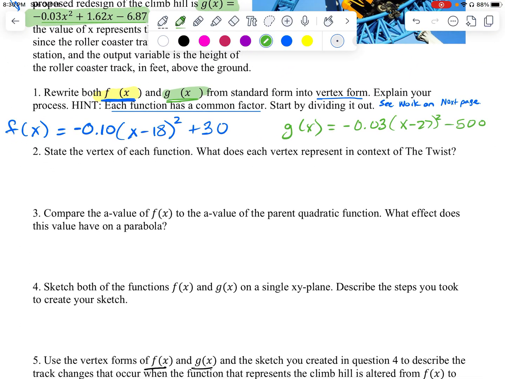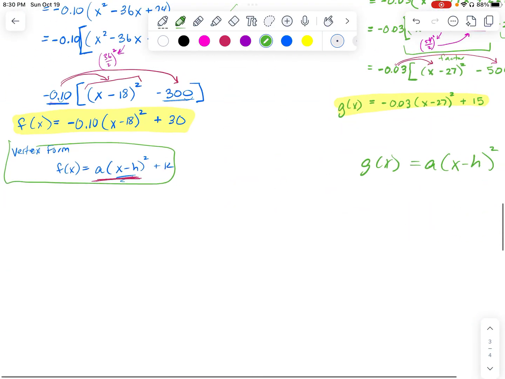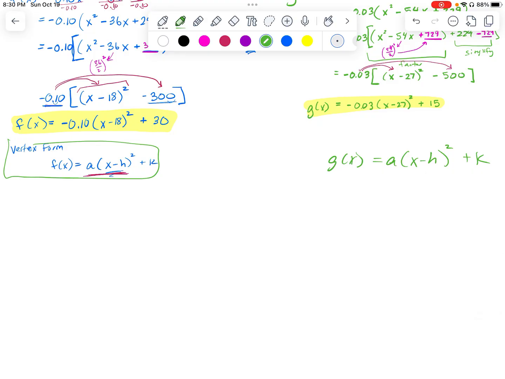All right, moving on to number 2. We're looking for the vertex of each function. And now that these are in vertex form, remember our vertex is the opposite of the h, this minus h, and then k. So our vertex is going to be, going from here, I can see from this equation, my a is going to equal, I'm going to do this in blue because f of x is in blue. So my a is negative 0.10.